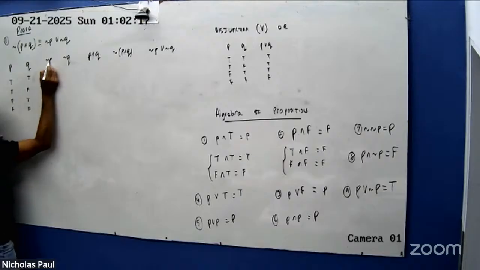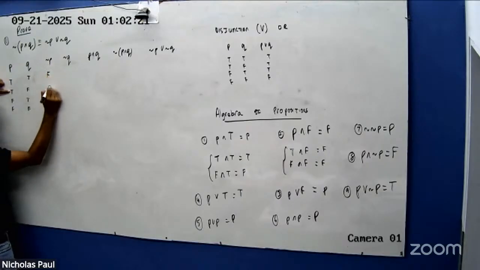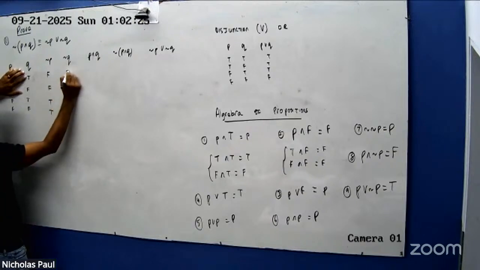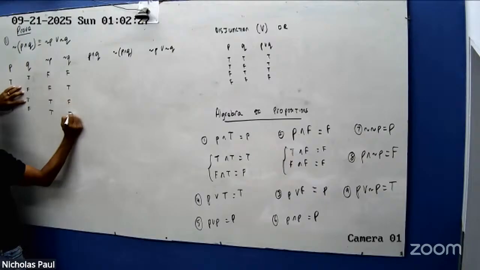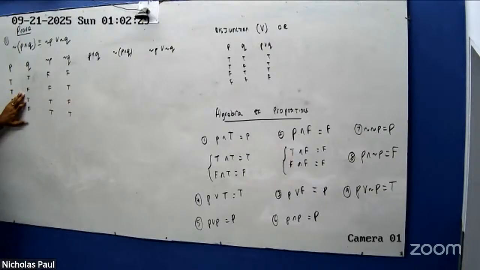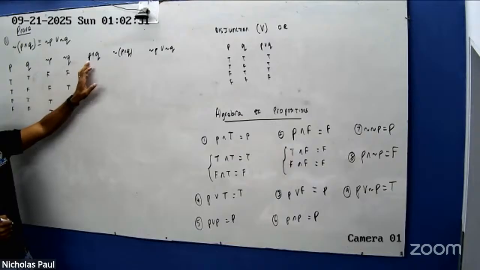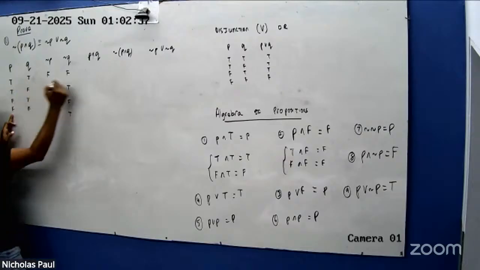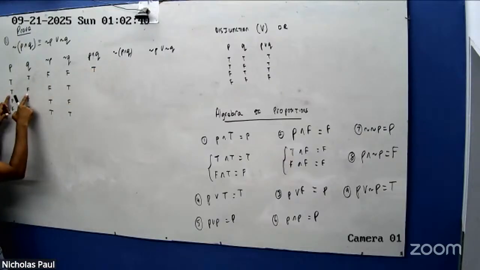Negation of P is what? So looking at this, false, false, true, true. Negation of Q is what? False, true, false, true. That's okay? P and Q. So I'm looking at these two and I'm using your conjunction. True and true is true, then false, false, false.